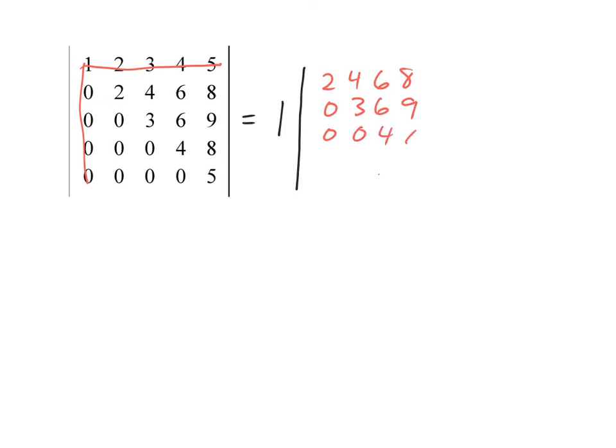So what I'm going to do is instead of using this, I'm going to use this one because it has the most zeros. So this is going to equal 1 multiplied by the determinant of its minor. And if I pretend those aren't there, it's going to be 2, 4, 6, 8, 0, 3, 6, 9, 0, 0, 4, 8, 0, 0, 0, 5.